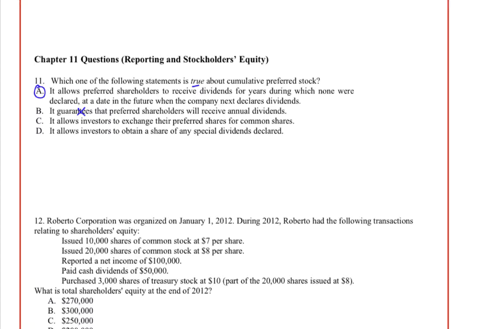It allows investors to exchange their preferred shares for common shares. No, it doesn't. That would be convertible preferred stock, not cumulative preferred stock. And it allows investors to obtain a share of any special dividends declared, and again, that's not true. That would actually be something called participating preferred stock. So the only answer is A.